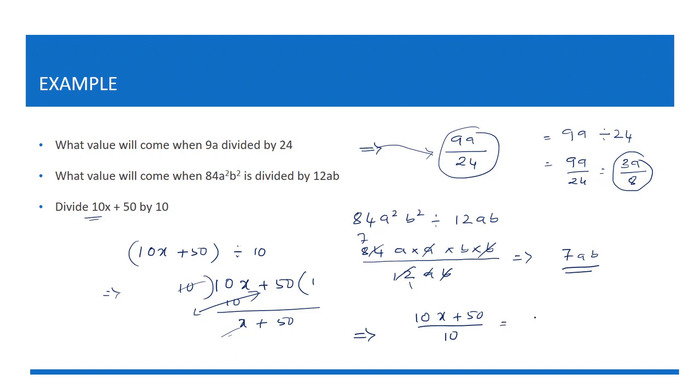Right, let us check this out. I can take 10 as common. This will become x plus 5, divided by 10. Now this 10 will be cancelled. You are going to get x plus 5. So the answer you are going to get here is x plus 5. Don't go with the other way. This way you can go. This will be easy.